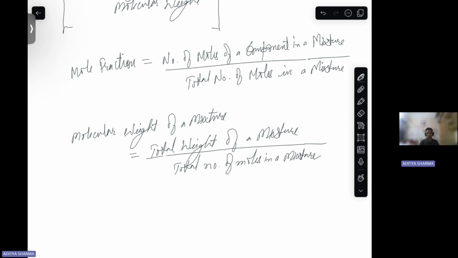So this is how we get the molecular weight of the mixture.